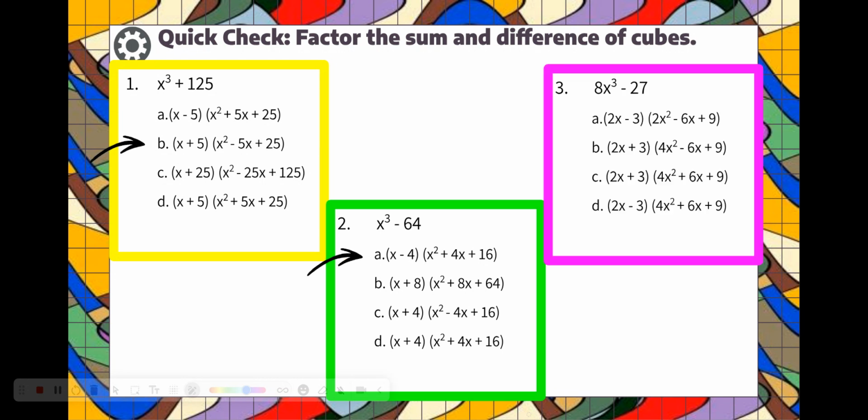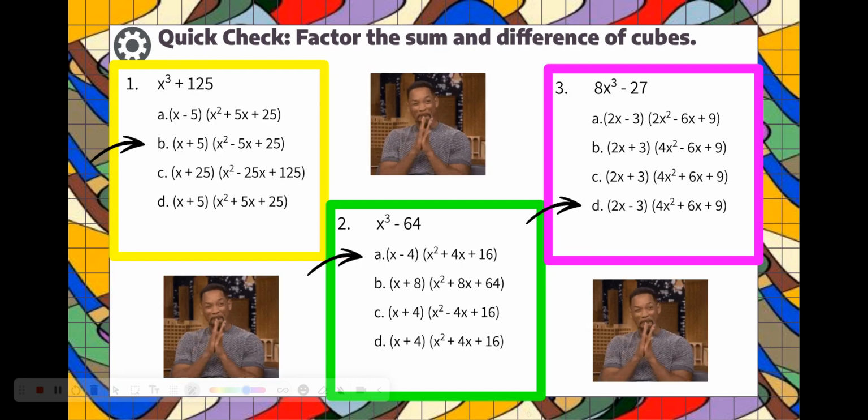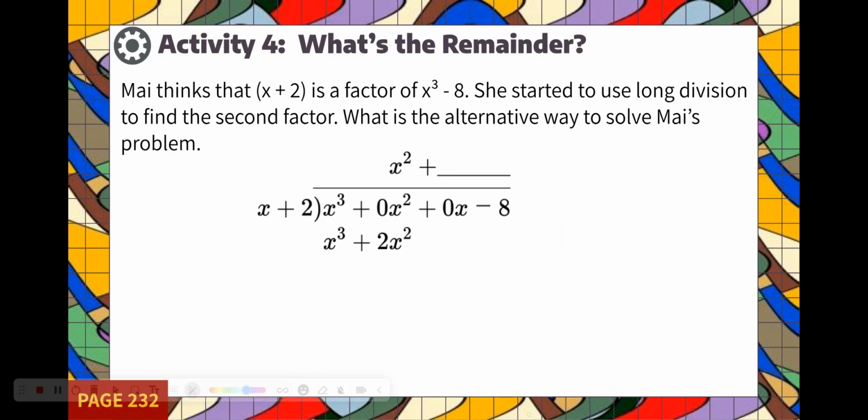Number 3. 8x cubed minus 27. 30 seconds. Alright. D. 2x minus 3, 4x squared plus 6x plus 9. I hope you all got it correctly. Good job. Now, activity 4, page 232.